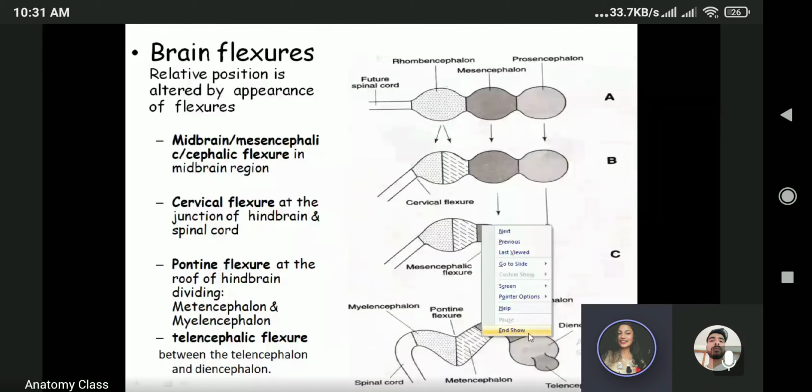So these are the flexures: cephalic flexure, cervical flexure, pontine flexure, telencephalic flexure.